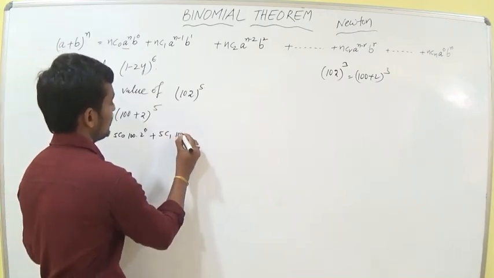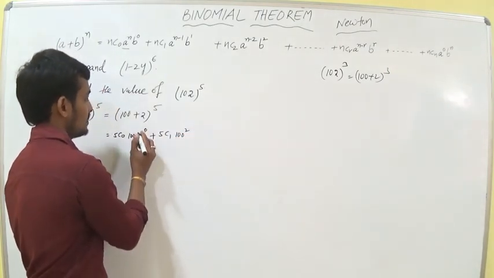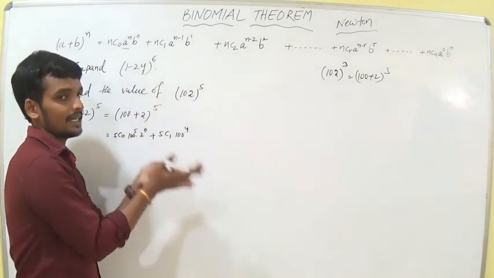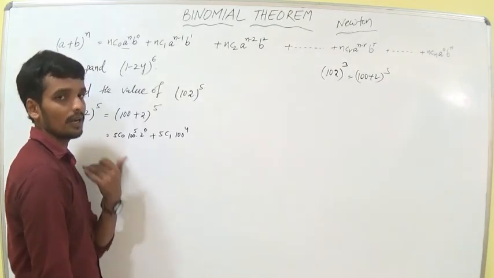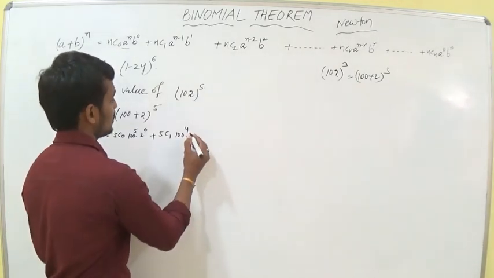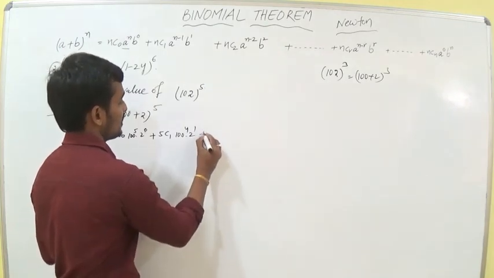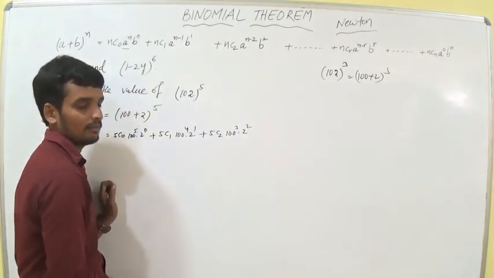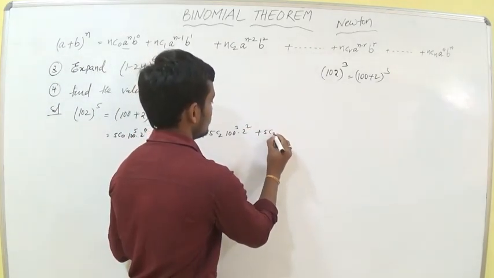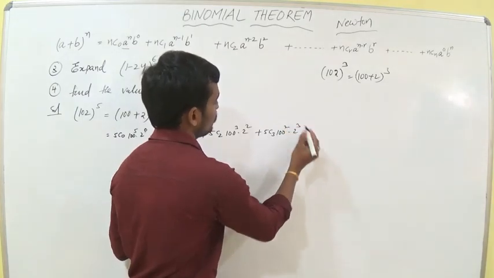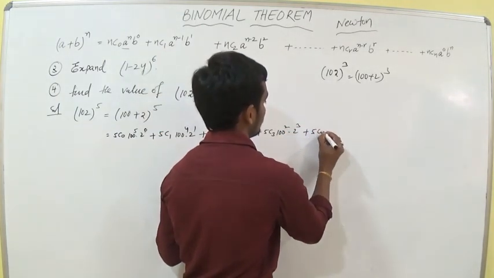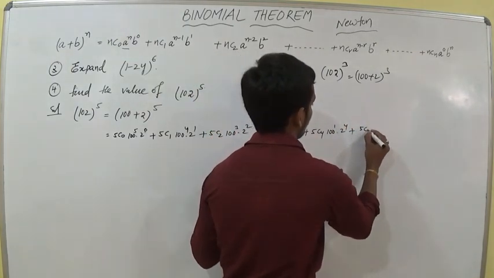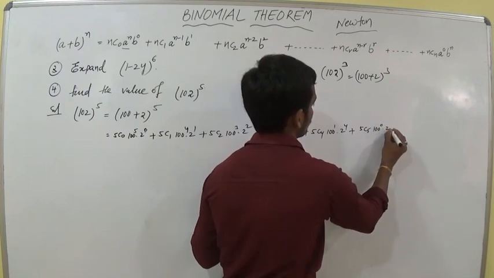5C1 100 power 4 into 2 power 1. The powers of 100 are decreasing by 1 and the powers of 2 are increasing. Plus 5C2 100 cube into 2 square, plus 5C3 100 square into 2 cube, plus 5C4 100 power 1 into 2 power 4, plus 5C5 100 power 0 into 2 power 5.